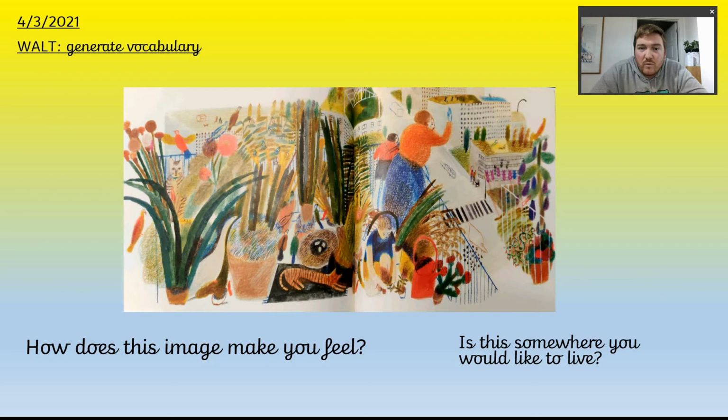Think about what the image was like on Tuesday's lesson, and why is this image different? What is better or worse than this image? I'm hoping it's the former rather than the latter. So pause the video and have a go at the date, Walt, and starter.